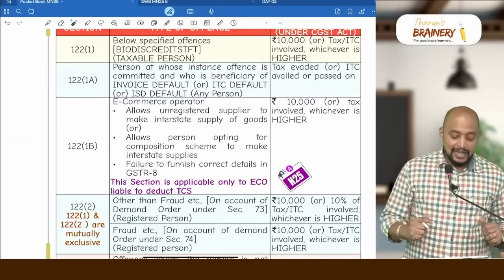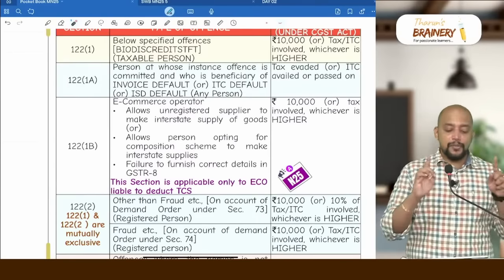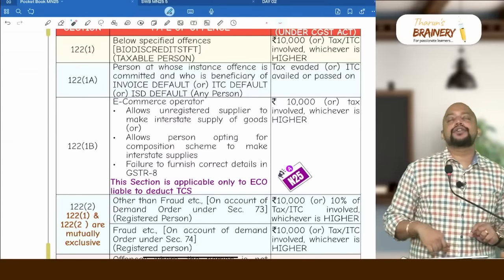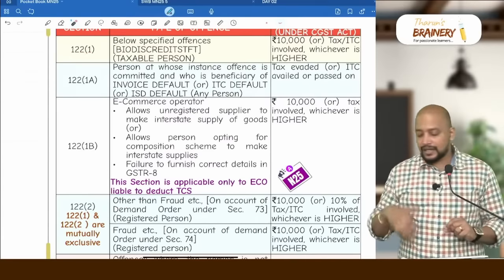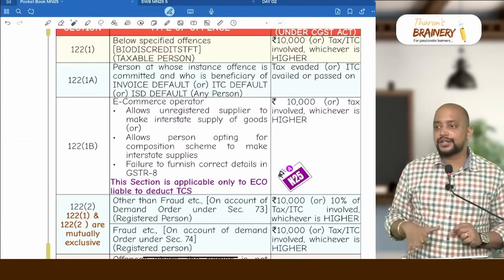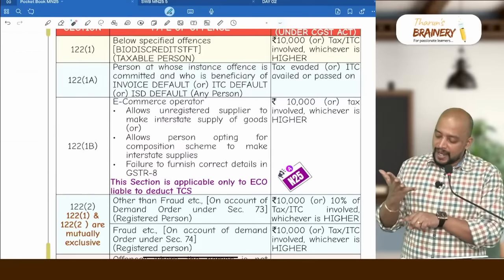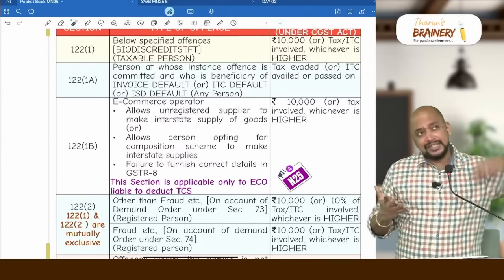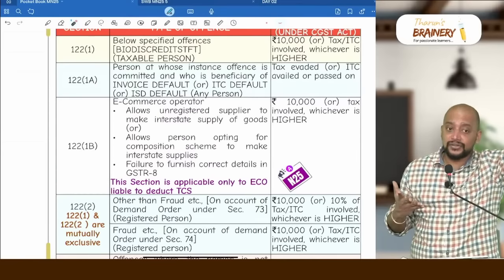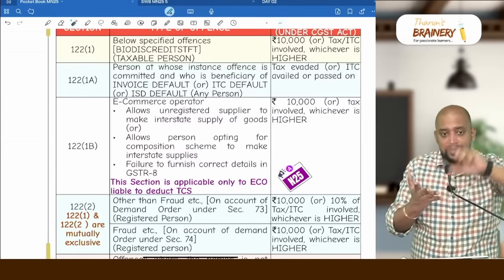Next point is that there are a few offences which are common between 122 subsection 1 and 122 subsection 2. If you see 122 subsection 1, a big list is there, bogus credits, TFT, like that. But in 122 subsection 2, the list will be 5. Non-payment of tax, short payment of tax, that is there even in 122 subsection 1. Collected tax not paid within 3 months. So non-payment, short payment, that is the same.